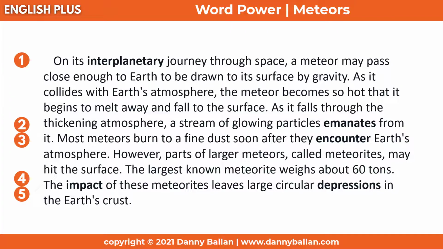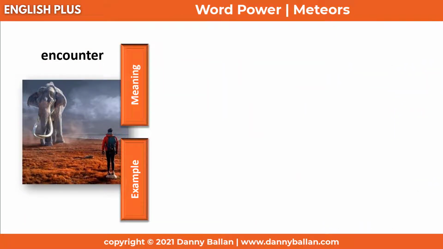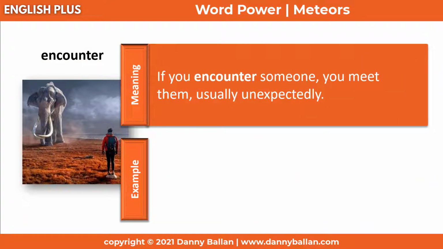Encounter. Now, let's see how we used it in the text. In the text, we said, most meteors burn to a fine dust soon after they encounter Earth's atmosphere. So, what does that mean when they encounter? If you encounter someone, you meet them, usually unexpectedly. And here we can use it when we talk about a meteor and its encounter with the Earth's atmosphere.